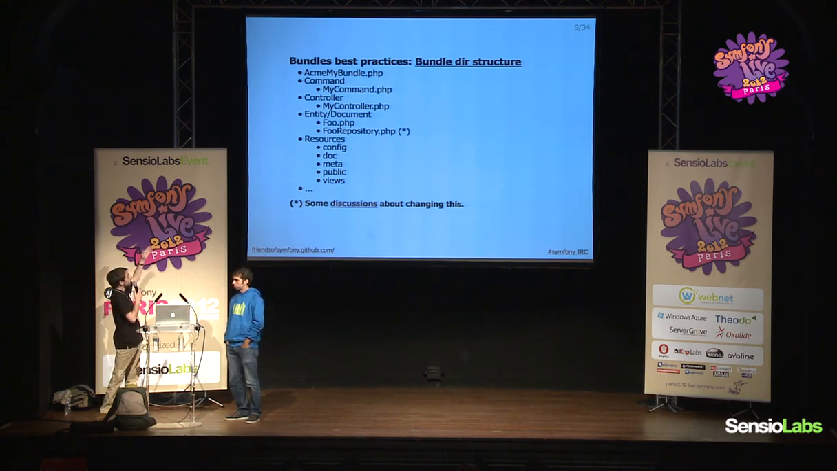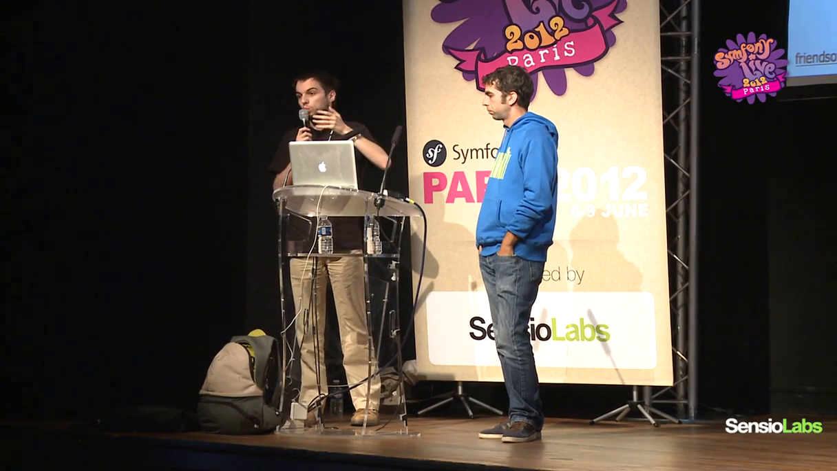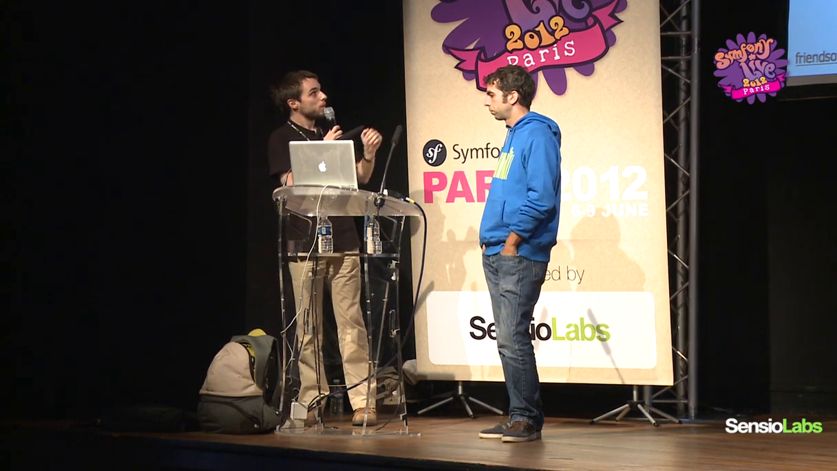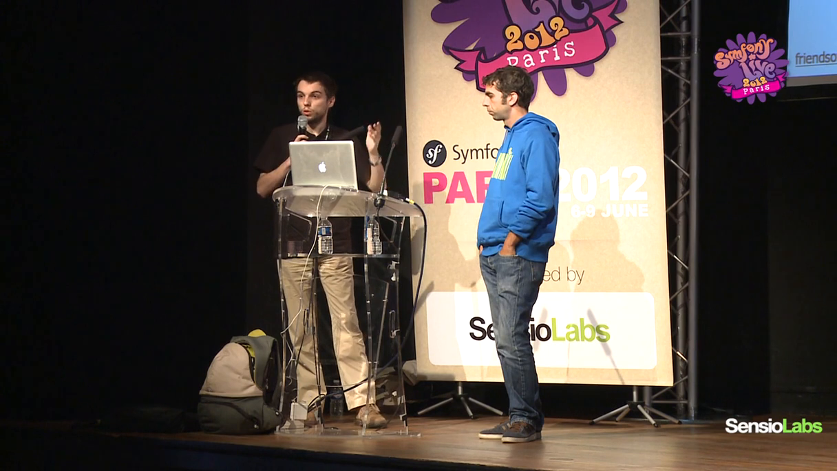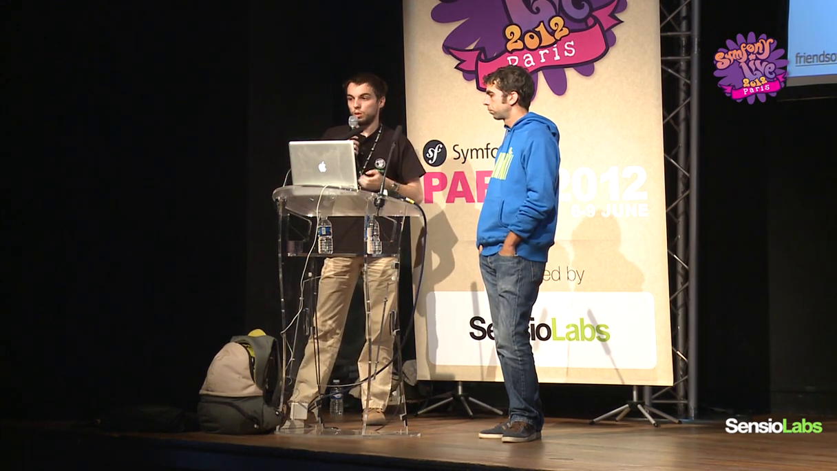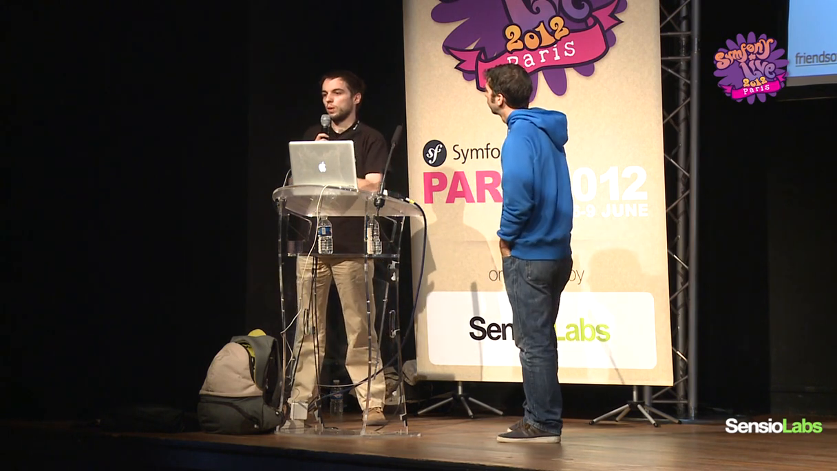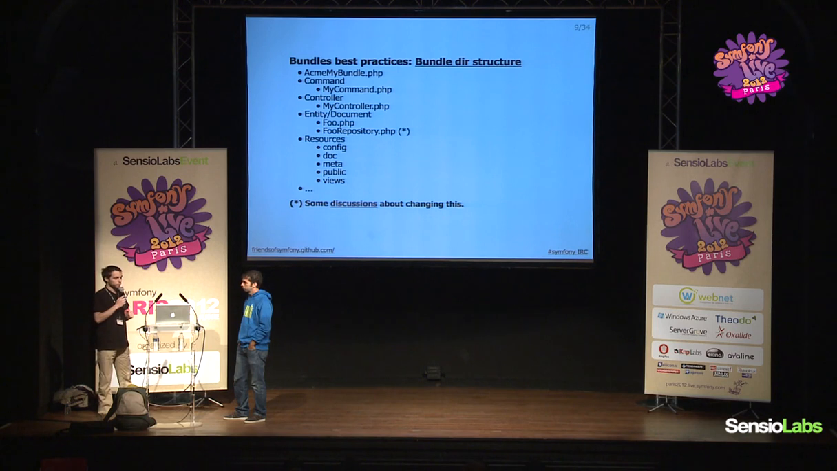Then command and controller namespaces hold the command line commands and the controllers. Then entities, or documents if you use the ODM, come here, because you could put them elsewhere, but it would be more difficult because they could not be auto-detected. The end user would have to map them explicitly. So let's make it easier for the end user.